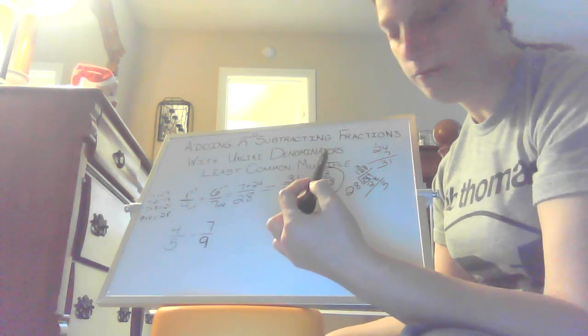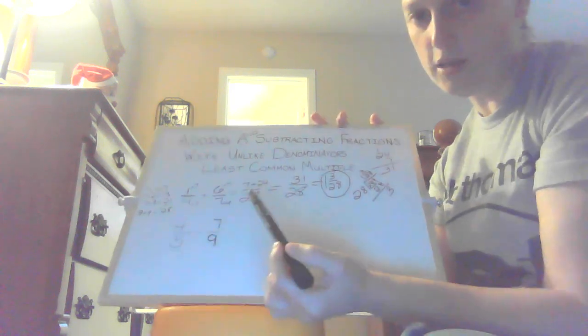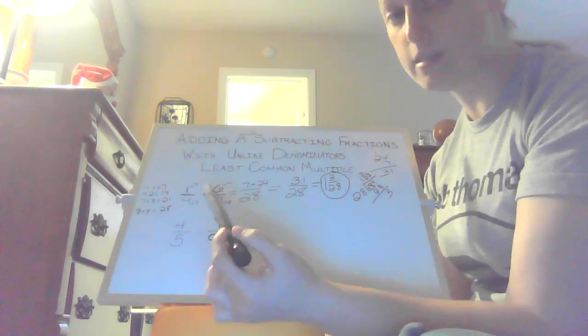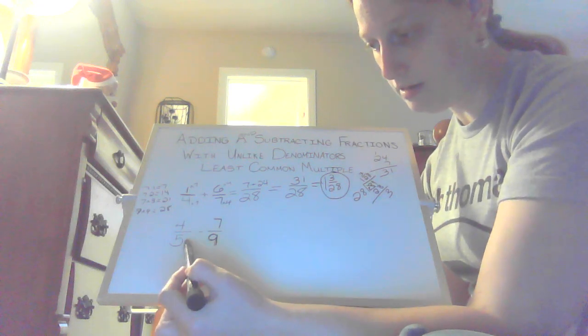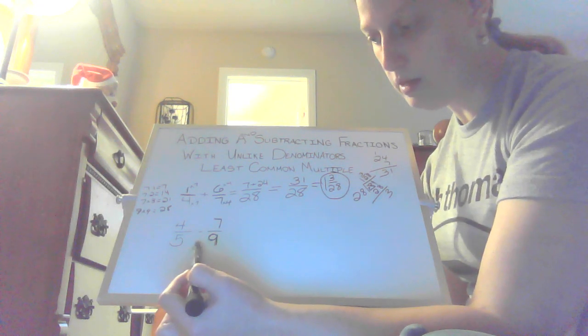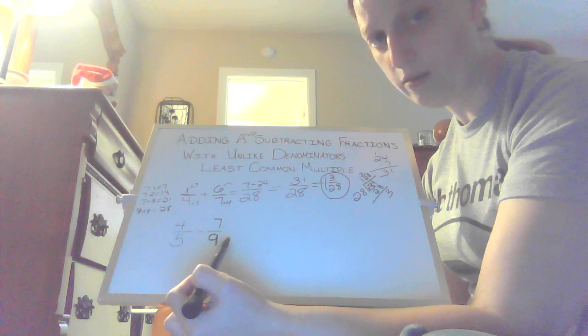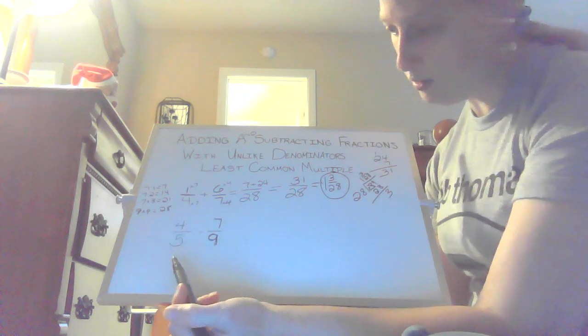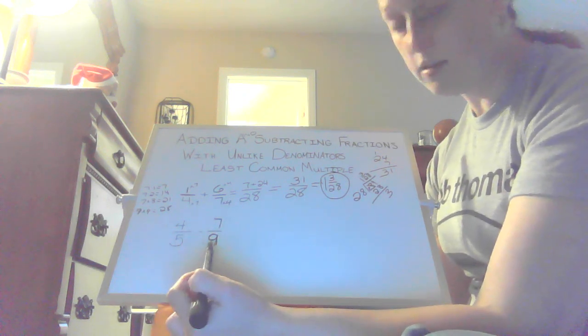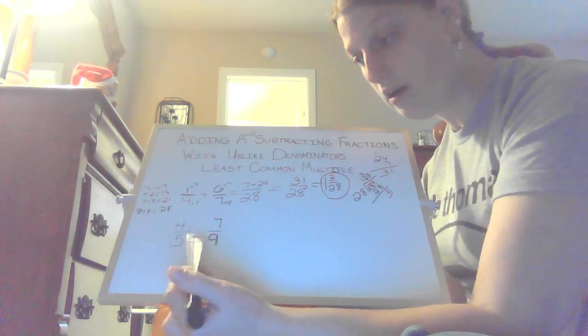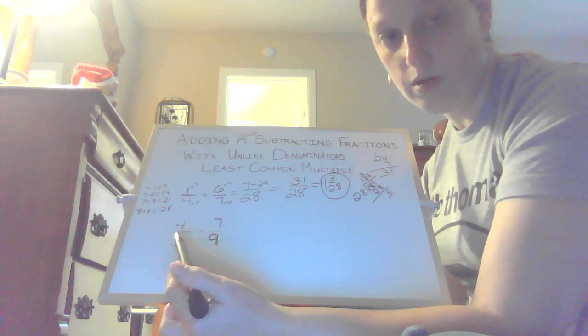And that is going to be the answer to 1 over 4 plus 6 over 7 using the least common multiple. Now, we also have a subtraction problem down here. It's the same concept. We've got to find a common denominator between 5 and 9 before we can even work on solving this problem. So we're going to start with our 9s and see if we can find a common multiple between the two numbers here.